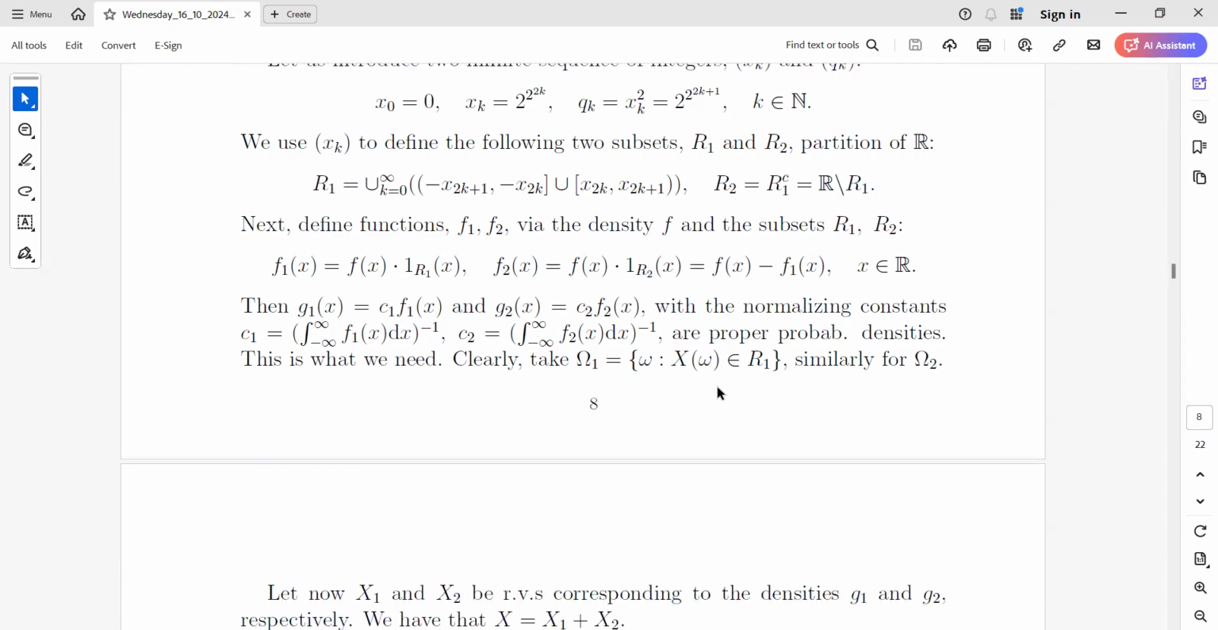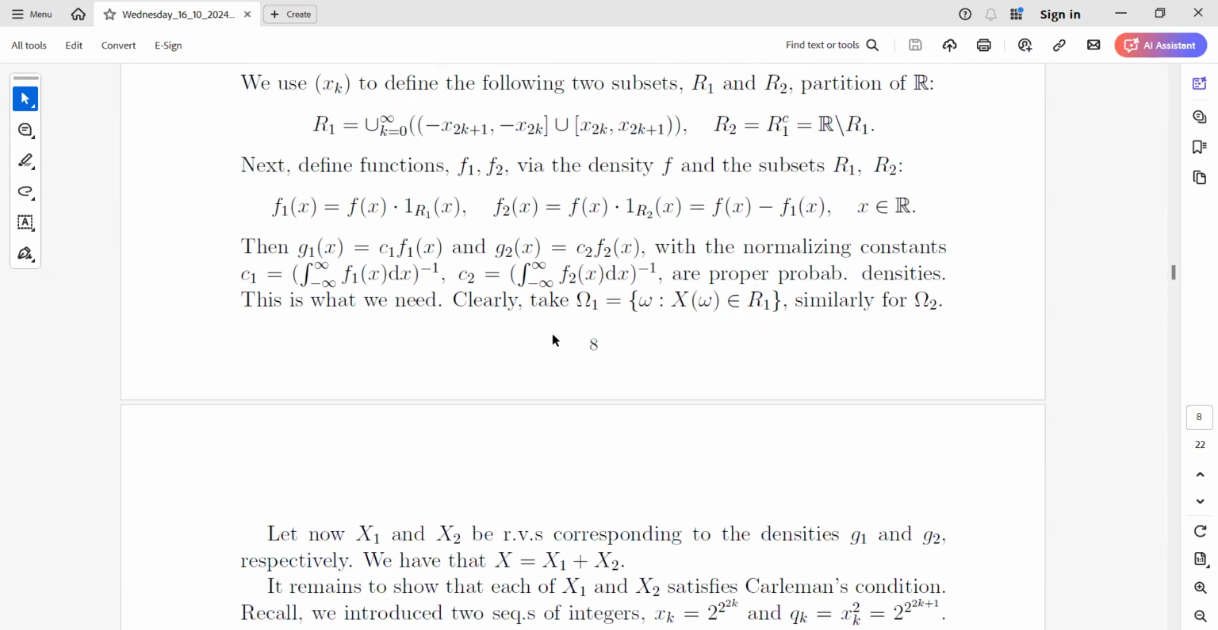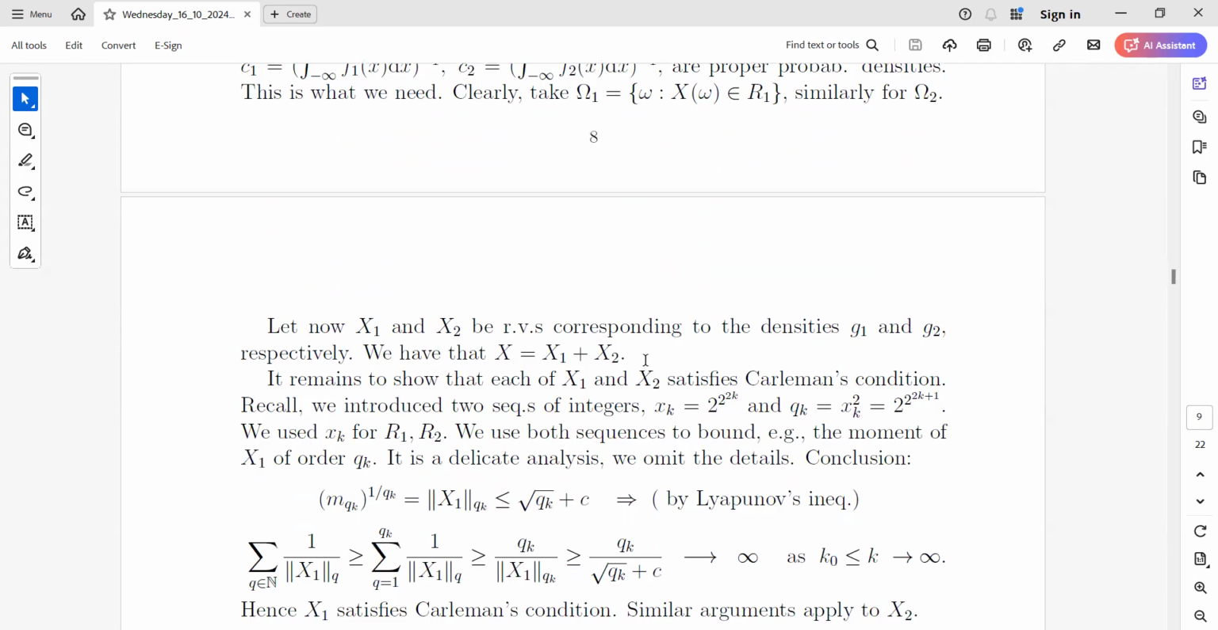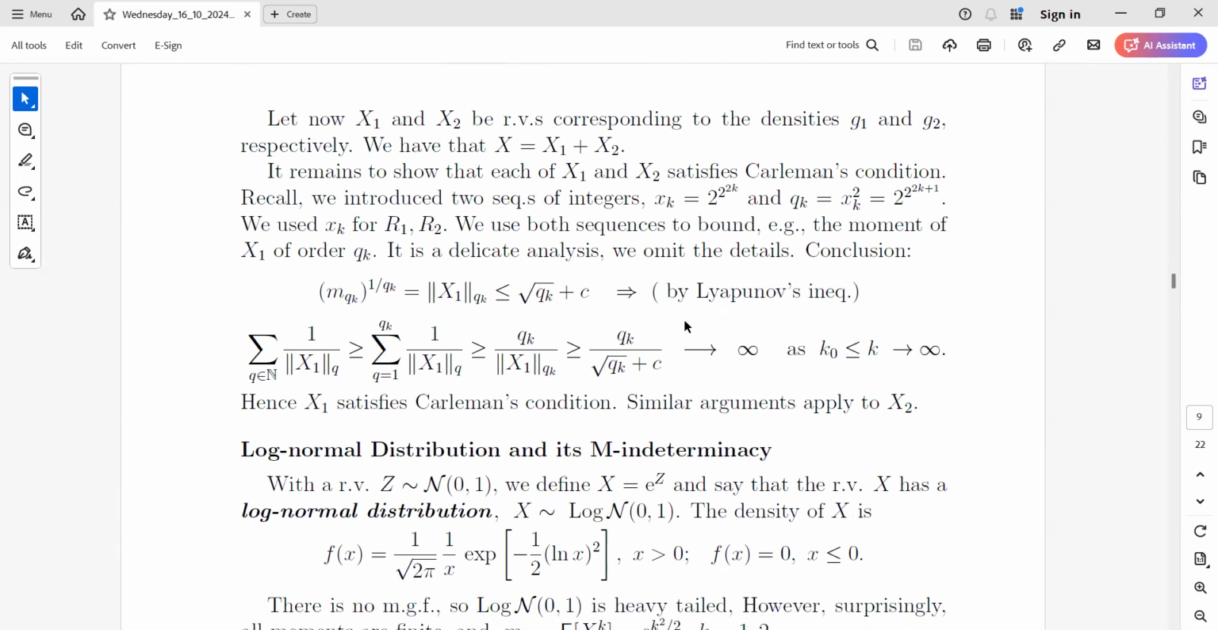And of course, we can do similar work and see that the sample space, capital omega, is the union of this and this. So we have this sum, and then it is quite a delicate analysis. We followed what is in the paper by Leikov, but the idea is the following: we first bound the moment of order qk of the random variable x1. I didn't write the details because we have limited time.